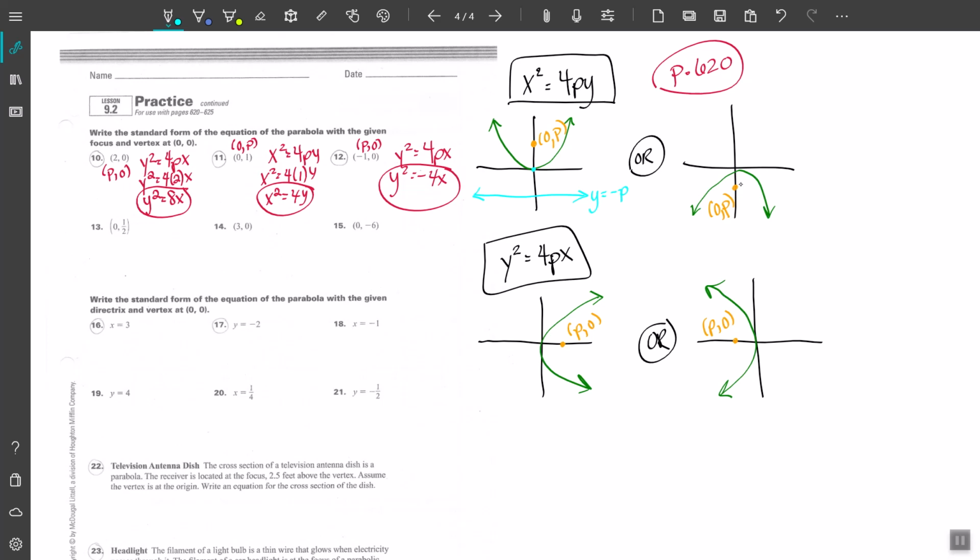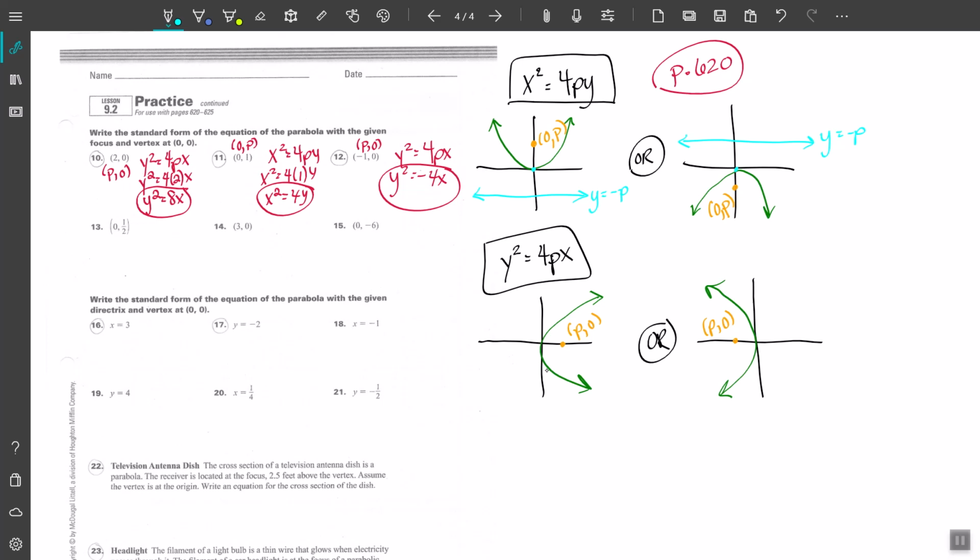Up here in this one, I'm talking again about the vertex. Here's my point of reference. If I had to go this direction to my focus, then this particular directrix is going to be up here in this quadrant, but it's still going to be the opposite of whatever p was. We're talking about just the number of units away from the vertex.